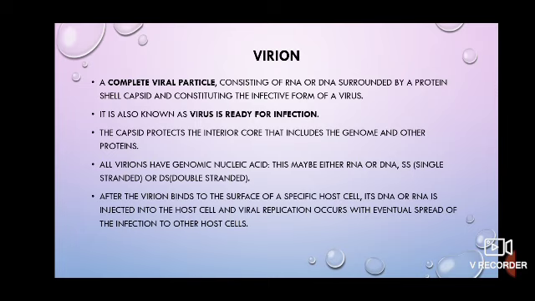The capsid protects the interior core that includes the genome and other proteins. All virions have genomic nucleic acid. This may be either RNA or DNA. It may be single-stranded or double-stranded, but here in the case of bacteriophages, it is double-stranded DNA. After the virion binds to the surface of a specific host cell, its DNA or RNA is injected into the host cell and viral replication occurs, with eventual spread of the infection to other host cells. So this is all about the T4 phage, bacteriophage.